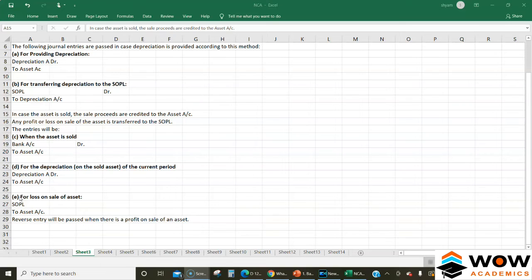If there's going to be any loss, it's going to be SOPL to asset account. So the asset account again has to be reduced, and the SOPL account has to be debited. If it's going to be a profit, the reverse is going to be the entry. So if we have a profit, we have to reverse this entry. So the entry would be like this.